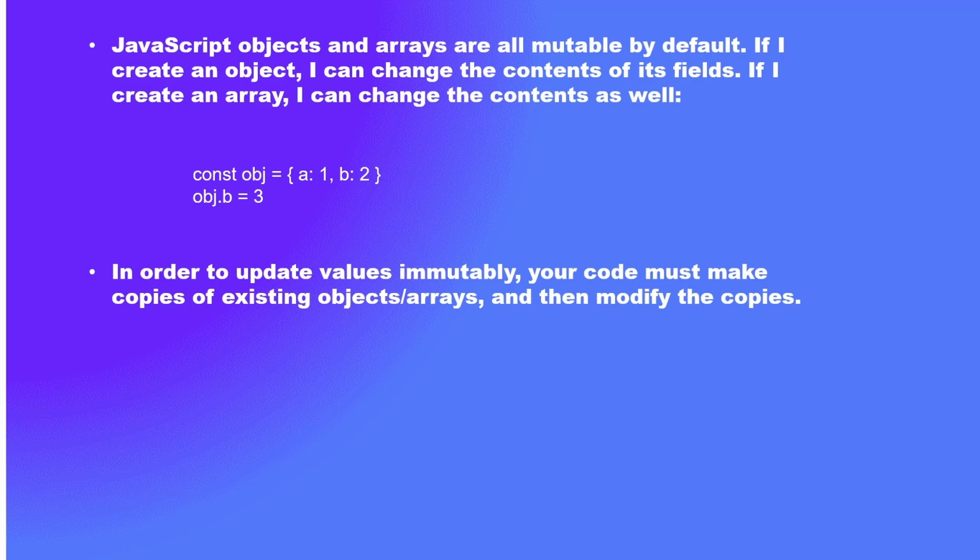In order to update the values immutably, your code must make copies of the existing object, then modify the copies, which means here we have one object, we want to update the values, but we don't want to remove these values, or we want these initial values to stay the same, so we can make a copy and create another object. Let me show this also in an example.